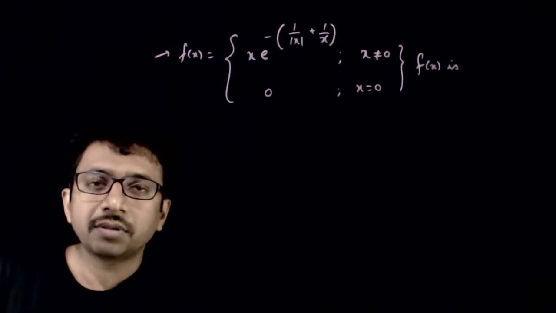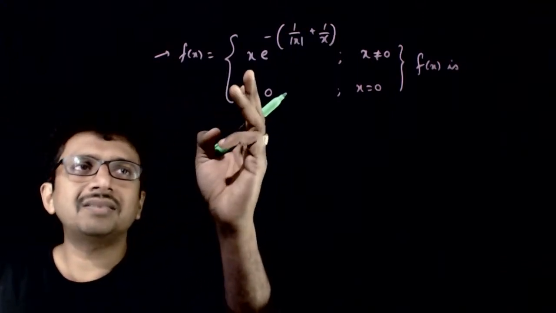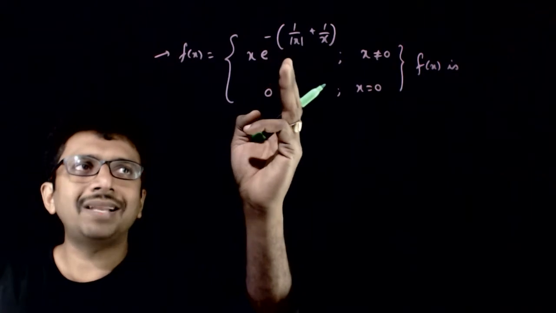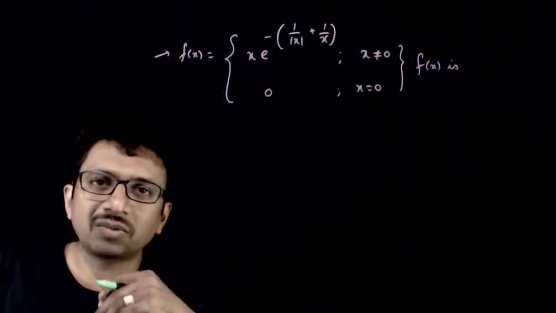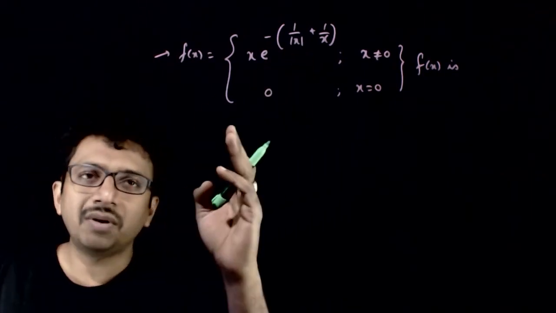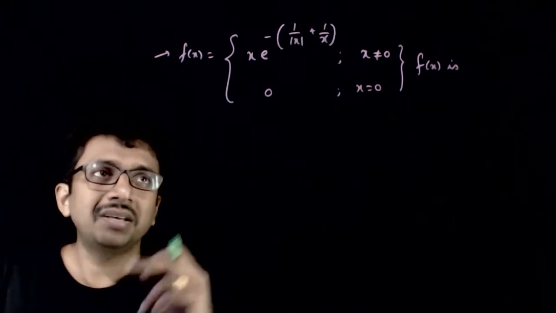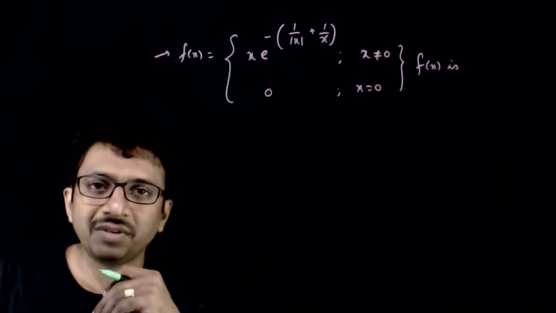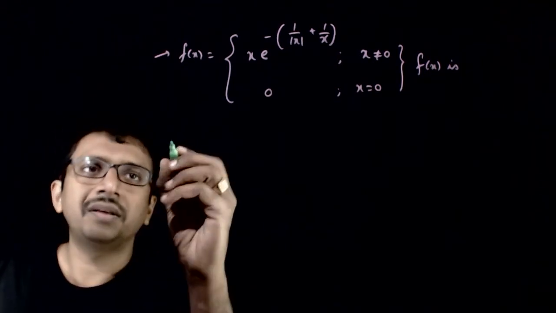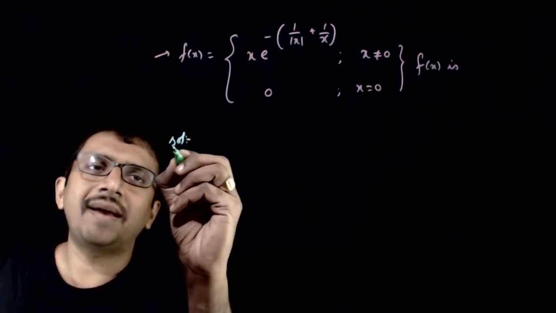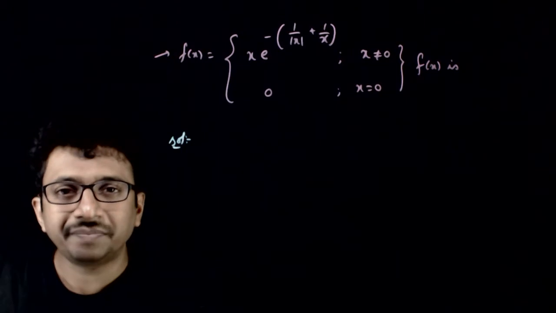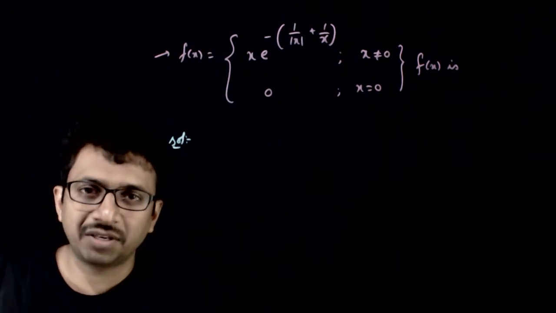So welcome students. In this question you're given that f of x is x times e power minus of 1 by mod x plus 1 by x if x is not equal to 0, and 0 if x is equal to 0. You're asked to analyze the continuity and differentiability of this function at x is equal to 0. So first let us try to inquire about the continuity of this function.